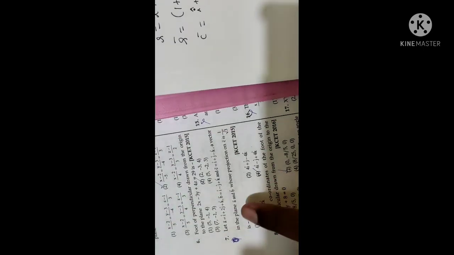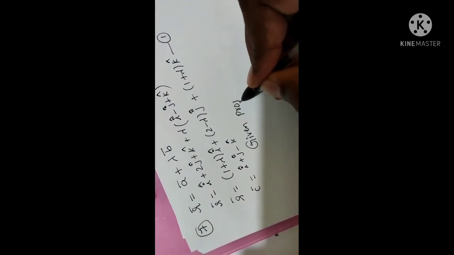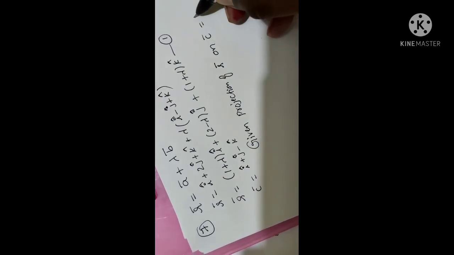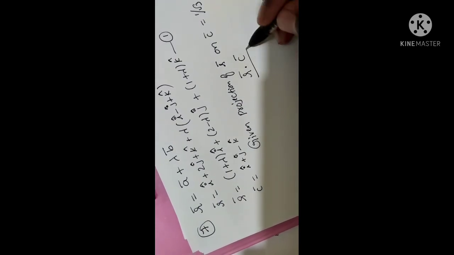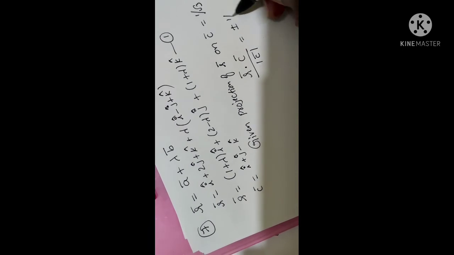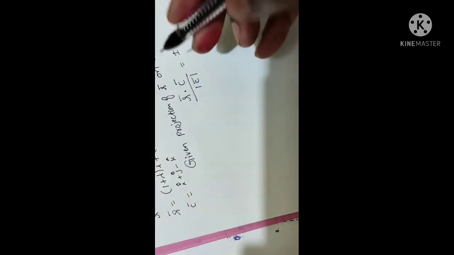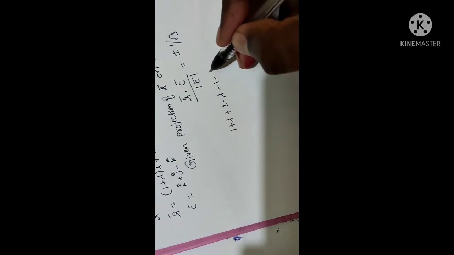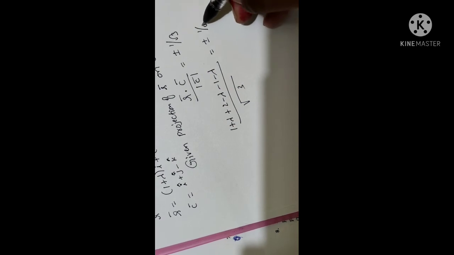In question they given the projection of R bar on C bar equals to 1 by root 3. Then the formula, projection formula R bar dot C bar by mod C bar equals to plus or minus 1 by root 3 we will take. I am finding the dot product between this. 1 plus lambda into 1, 2 minus lambda into 1, 1 plus lambda into minus 1 by under root of 3 equals to plus or minus 1 by root 3.